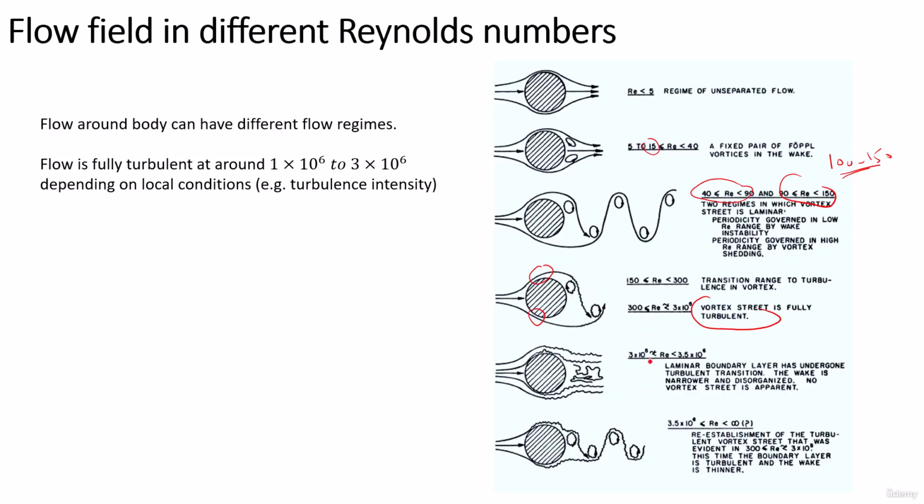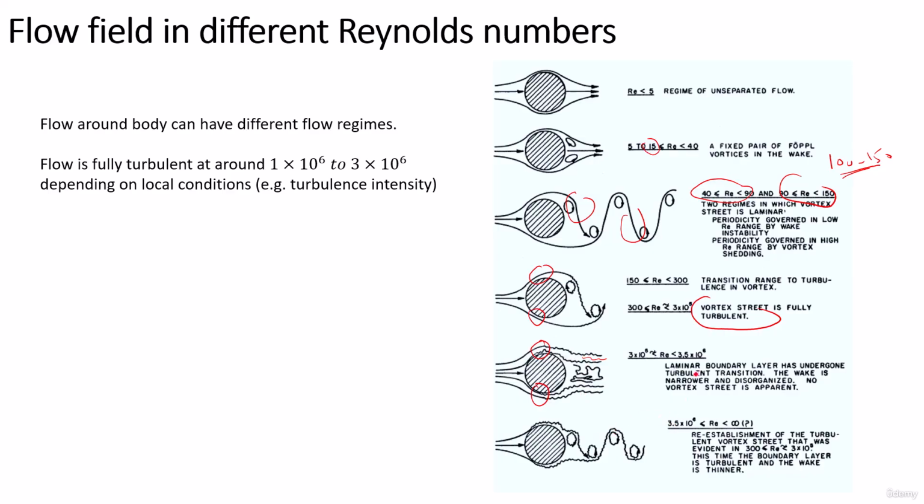And from 3 times 10 to the power 5 to 3 times 10 to the power 6, the laminar boundary layer has undergone turbulent transition. Now the boundary layer here is also turbulent, and the wake region is narrower. You will not observe any vortex over there, okay. Its size is also decreased, and it's disorganized, and no vortex state is apparent here, okay. So the flow is disturbed here and going without any vortex shedding.